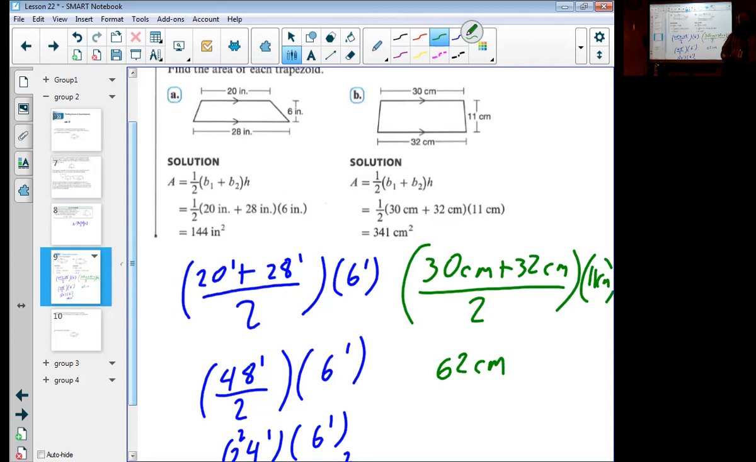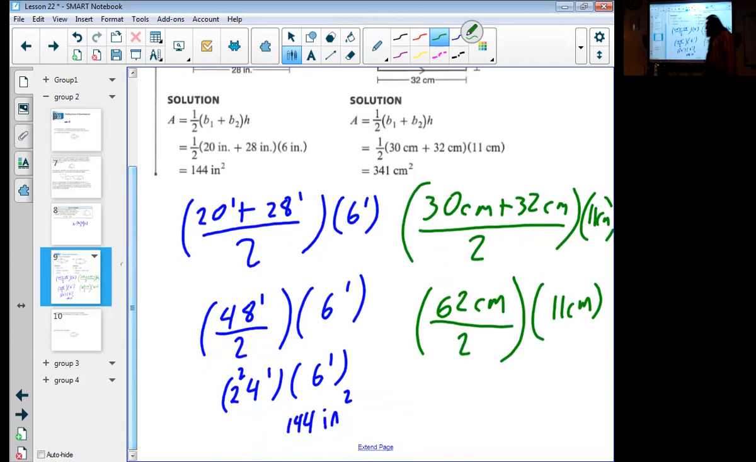And then we just copy everything else down the way that it was in the first equation. We have 2, we have our grouping symbol, then we have 11 centimeters. 62 divided by 2: 6 divided by 2 is 3, 2 divided by 2 is 1, so 31 centimeters times 11 centimeters. 31 times 11 is 341. Centimeters times centimeters is centimeters squared.